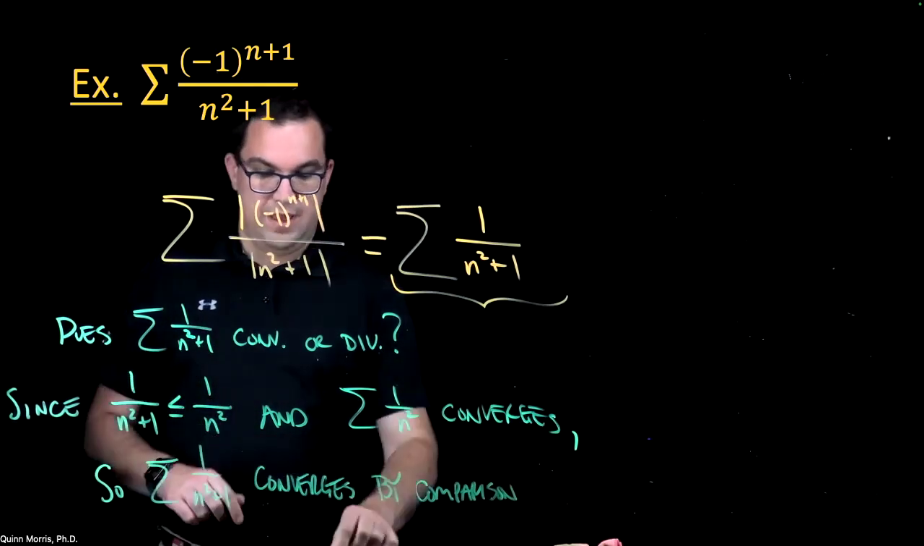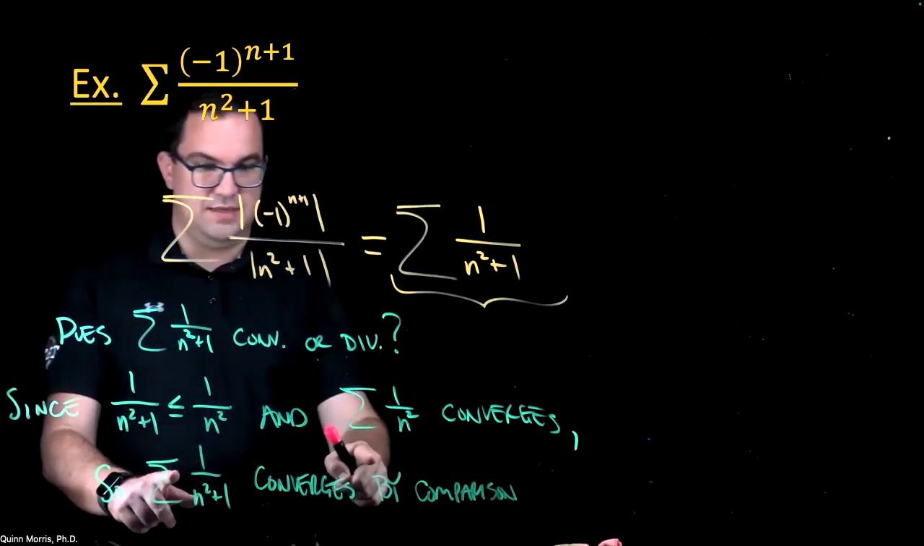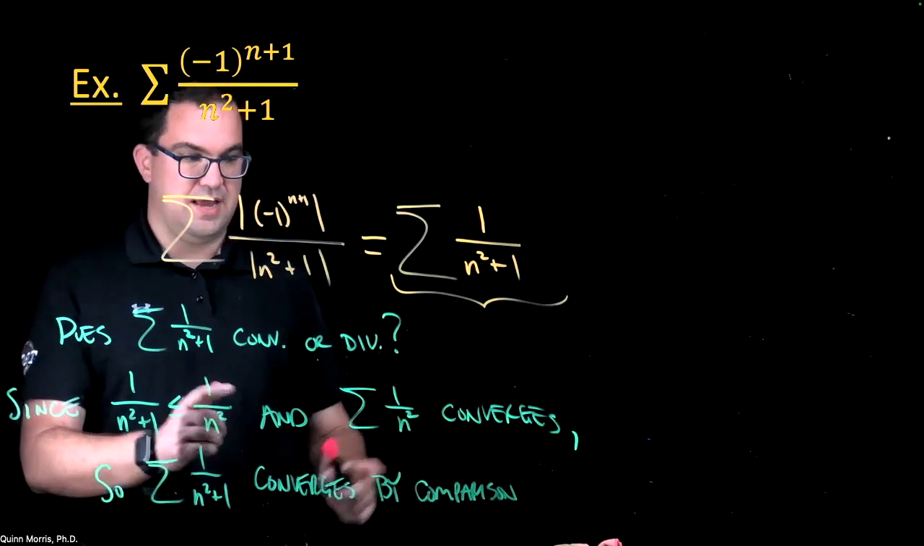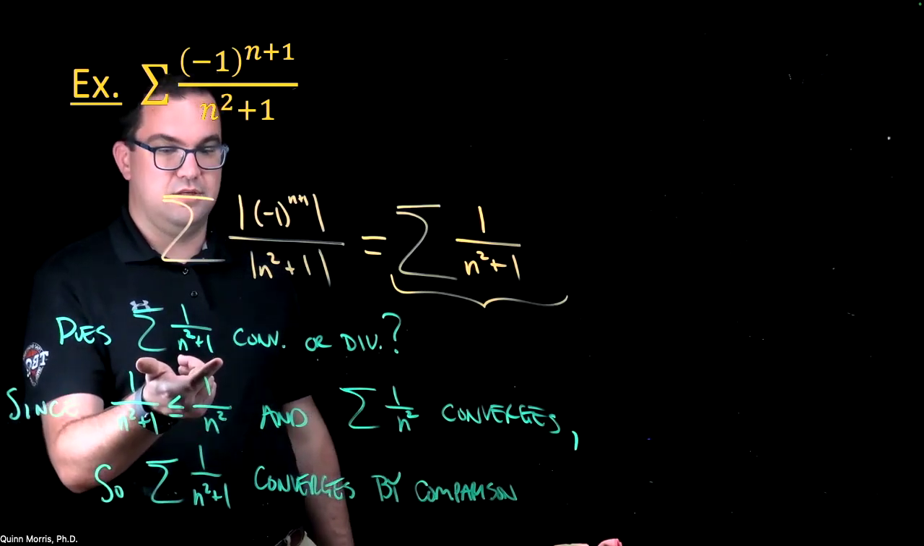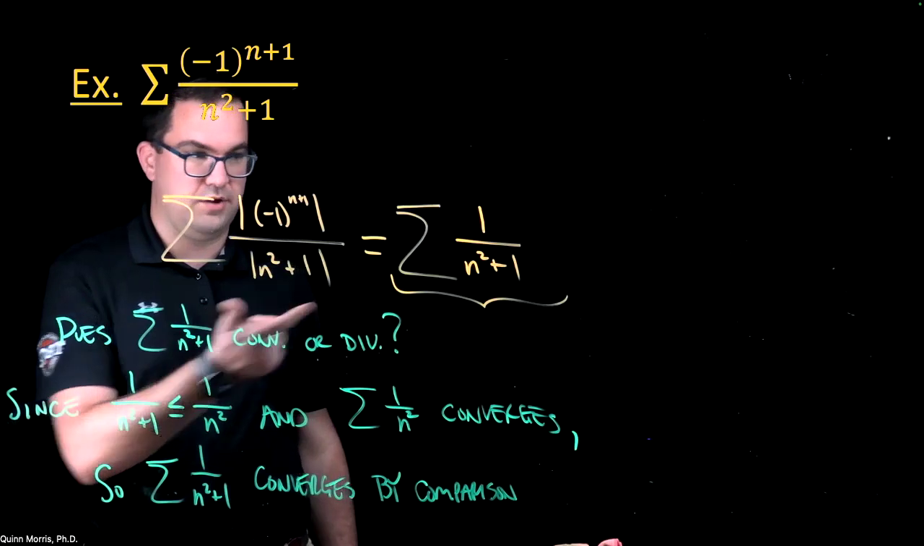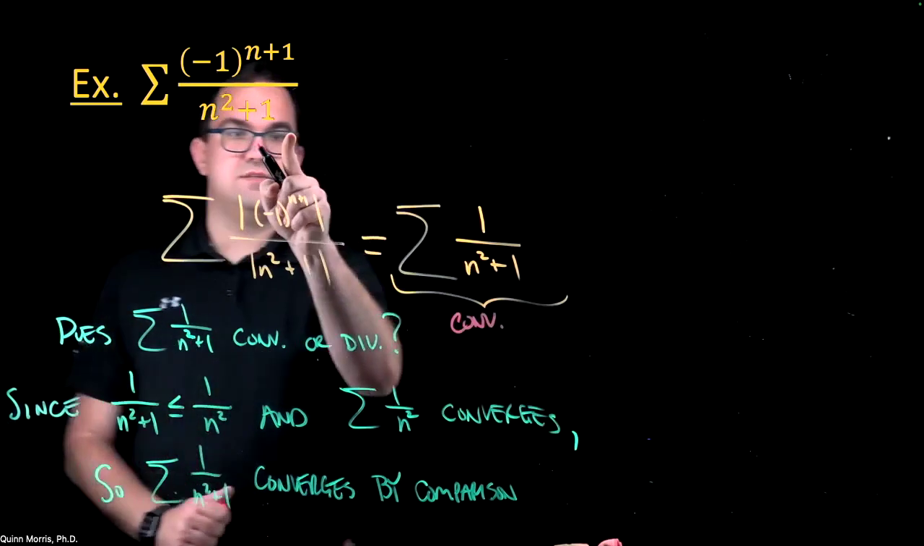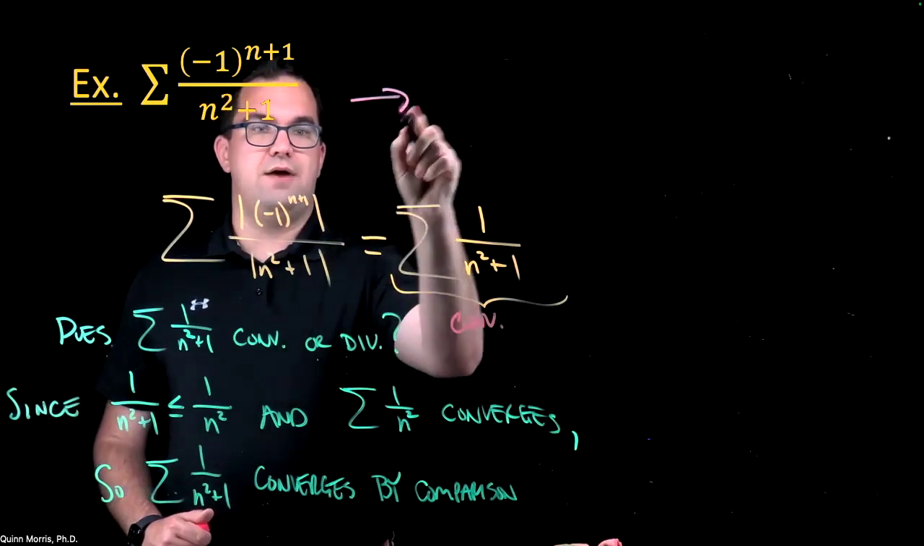All right. So now what have I done? I've used the comparison test. So I know that 1 over n squared converges. I've used the comparison test and that fact to determine that the sum of 1 over n squared plus 1 converges. And now since this series converges, this must also converge by the absolute value test.